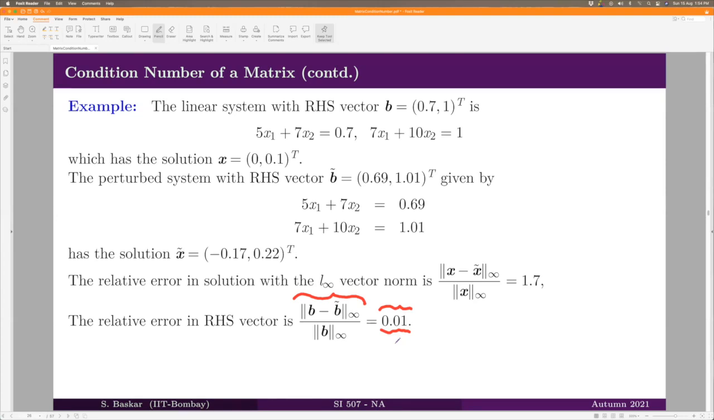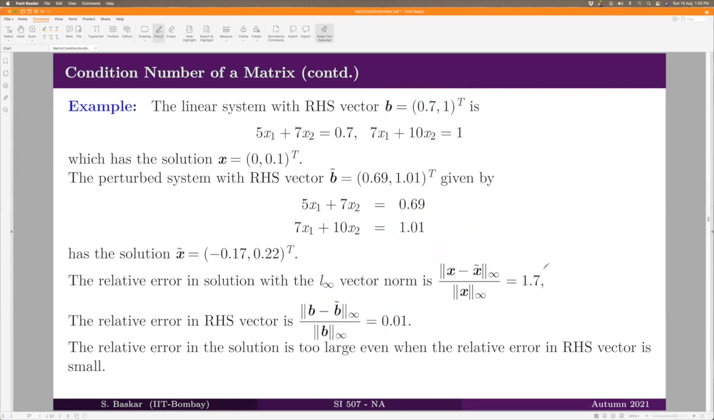Recall, you have not made any further error in the solution. You got the exact solution of your system, but the only thing is your right-hand side was not what you were actually interested in. There was a slight 1% error in the right-hand side vector, and then you computed your solution of the system exactly, but still your solution has 170% error when compared to the solution that you intend to get. That is the relative error. Who is the culprit for this?